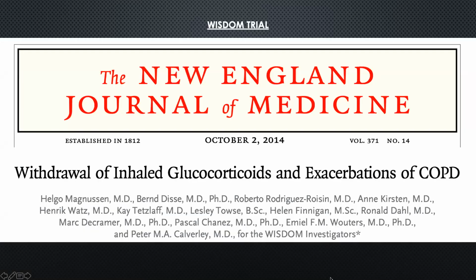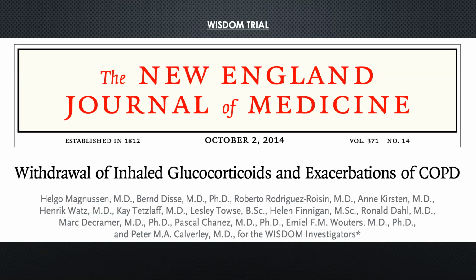So this was the trial I was talking about. This is the WISDOM trial. It was done in 2014, and it looked at the withdrawal of inhaled steroids in patients who have COPD and the risk of further exacerbation. This study looked at over 2,400 patients with severe or very severe COPD receiving triple therapy, so a LAMA, LABA, and inhaled corticosteroid. And this was looked at over a 12-week period.